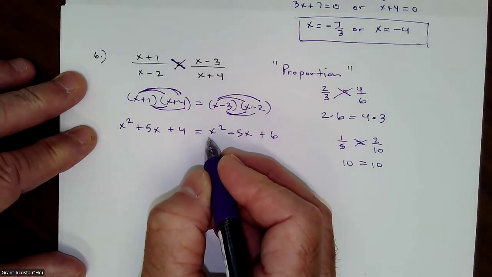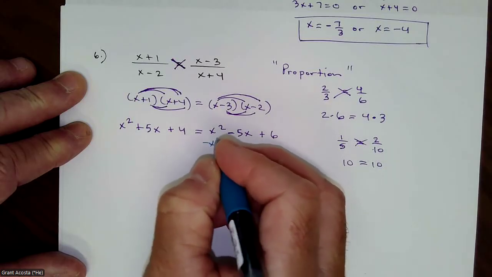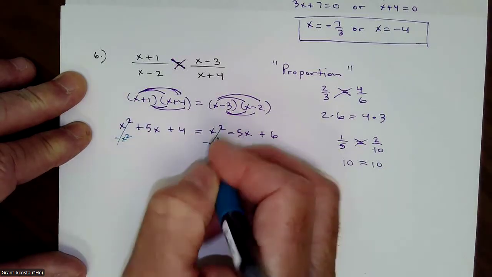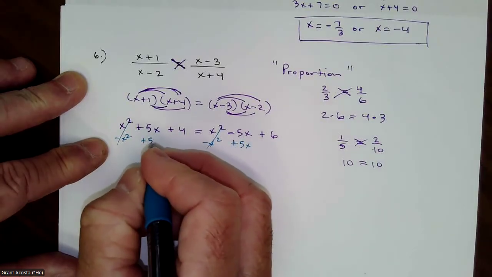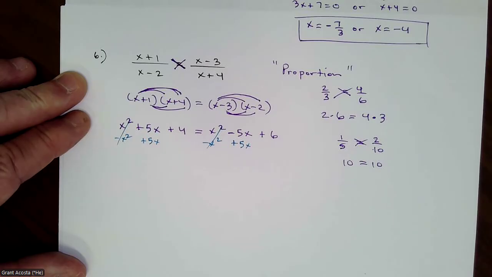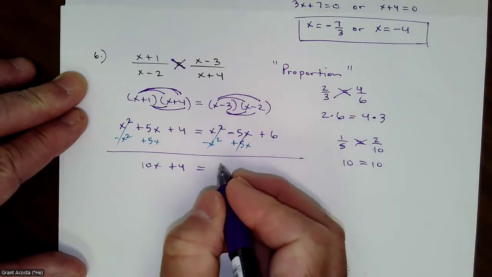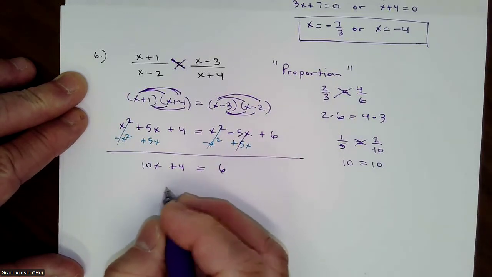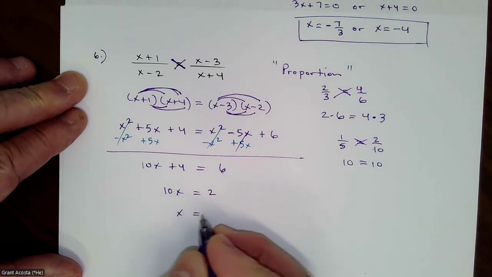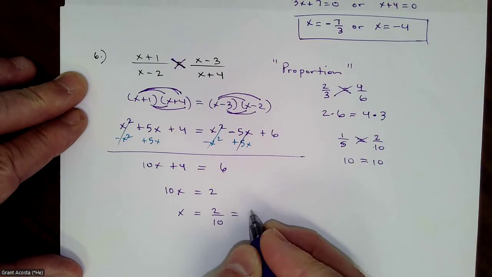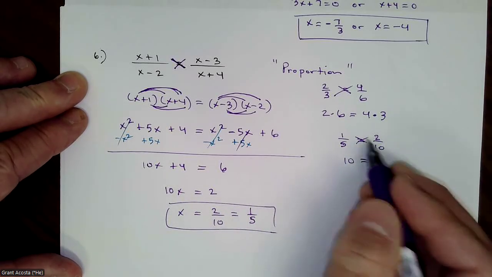Let's see. Notice, doesn't matter which side we put it on, but if I subtract x squared, that's going to cancel on both sides. So I'll add 5x plus 5x. So I have 10x plus 4 is equal to 6. Subtract the 4 over. And then divide by 10. So I get x is equal to 2/10, otherwise known as 1/5, which was one of the examples I used for my proportion.